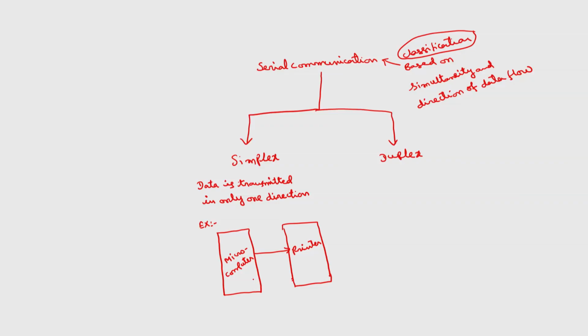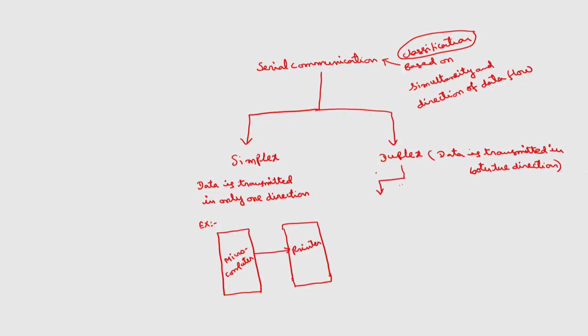The second one is duplex. Duplex means data will be transmitted in both the directions. But again, in both the directions, whether simultaneous data transfer takes place or at any time only one way is enabled, depends upon that. Again, we have two types of duplex. One is called half duplex and the other is full duplex.